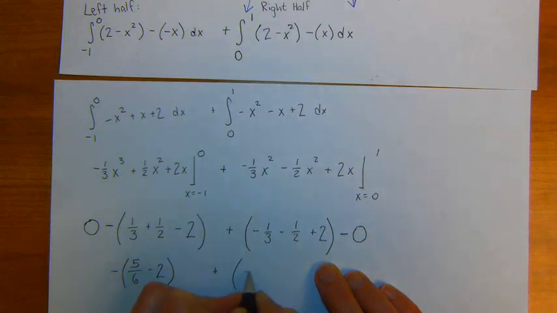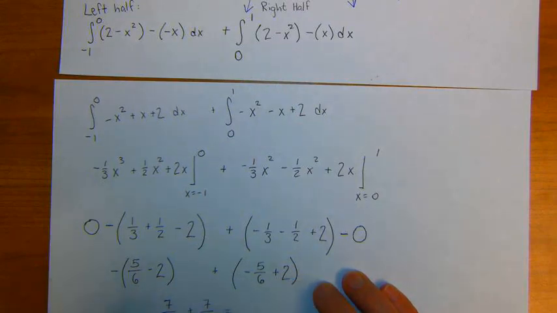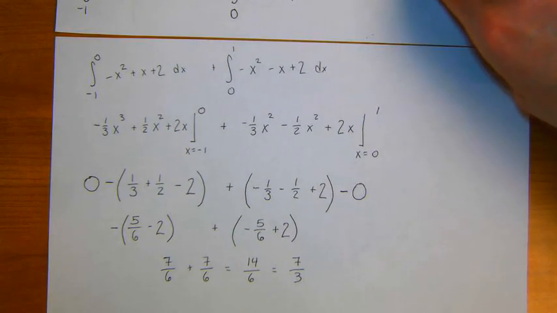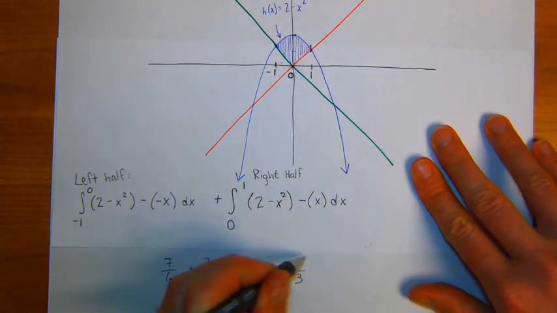Plus, over here I get -5/6 plus 2. So this is -7/6, and the negative of that becomes +7/6. Plus 7/6 is 14/6, which is the same thing as 7/3. So that tells me, whoops, I'm sorry. So that tells me that the area of the region in this case is going to be 7/3.